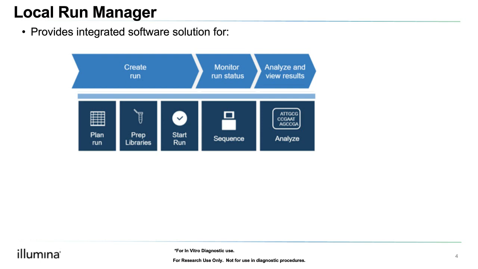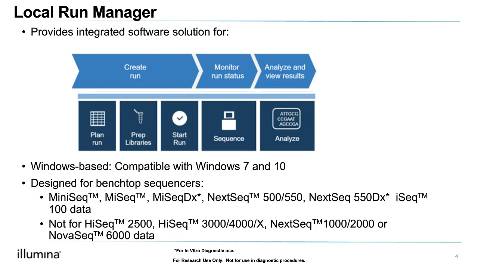This is Windows-based software, so it's compatible with Windows 7 and Windows 10. Local Run Manager is designed for our benchtop sequencers such as MiSeq, MiSeq DX, NextSeq 500, 550, NextSeq 550DX, and iSeq instruments. Local Run Manager is not designed for high throughput sequencers, for example, HiSeq 2500, HiSeq 3000, 4000, HiSeq X, NextSeq 1000, 2000, or NovaSeq 6000.